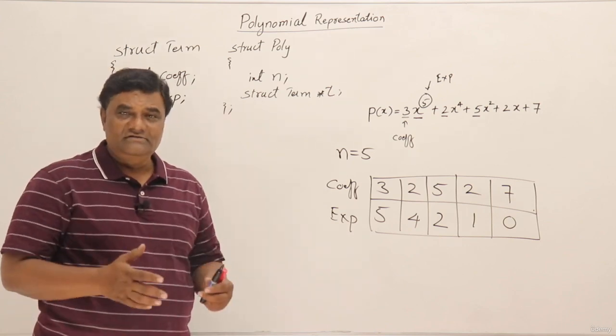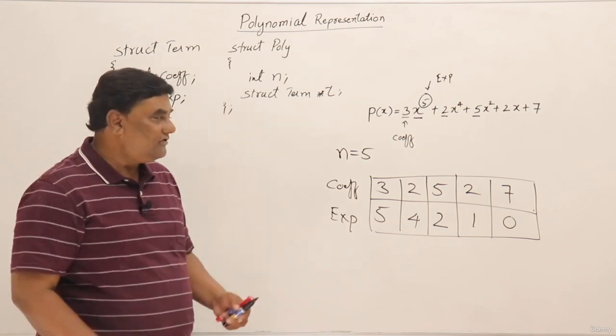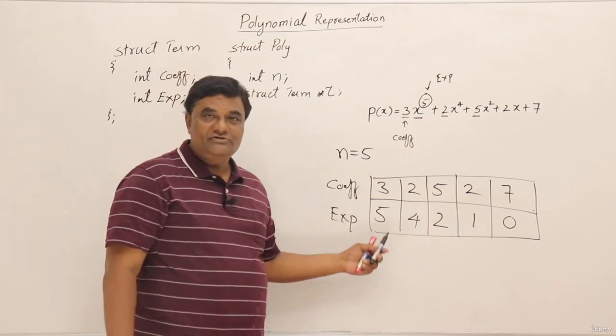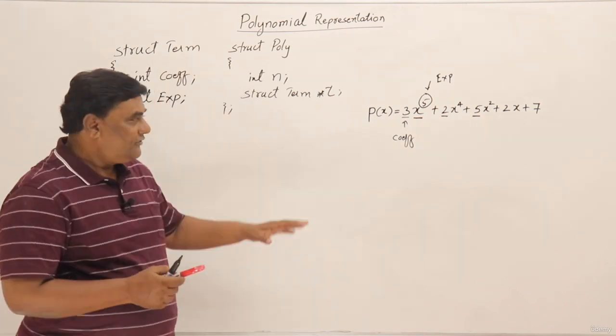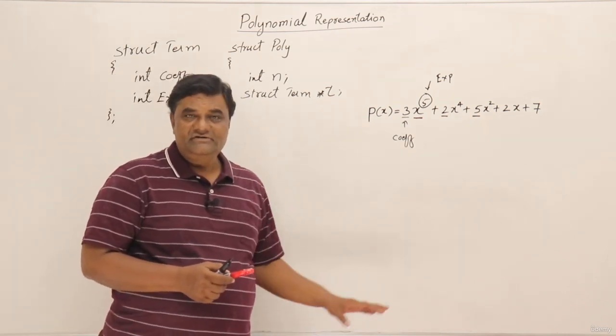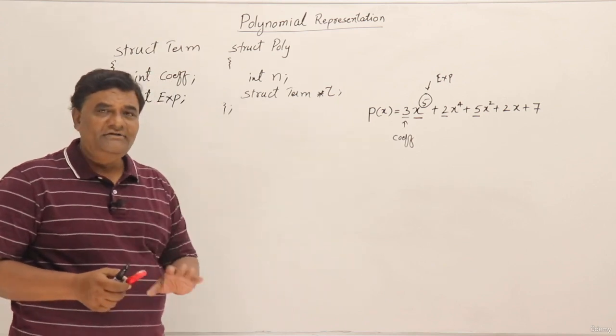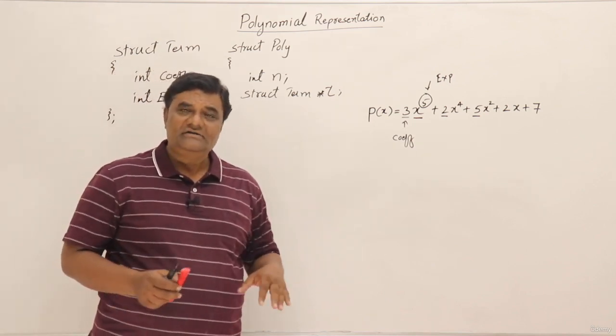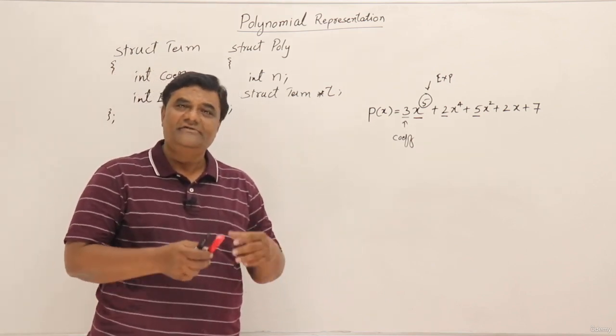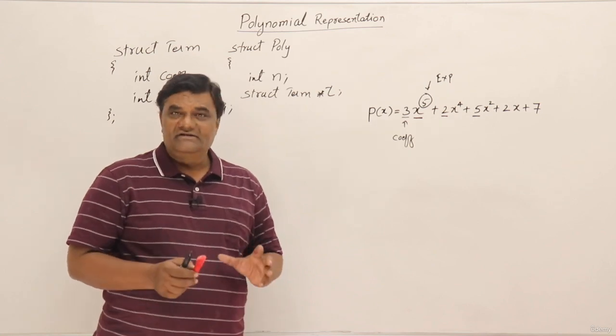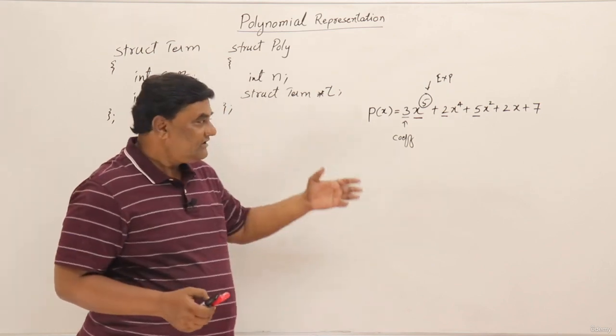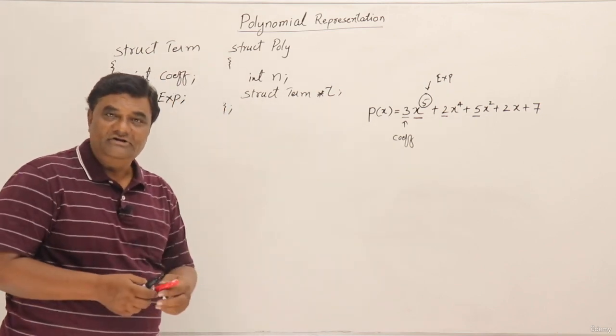Now let us learn how to write the program code for creating the representation of any polynomial. I will not write any function, so in whichever function is suitable, we will put the code there. We are just concerned with how the code looks for creation or representation of this polynomial.